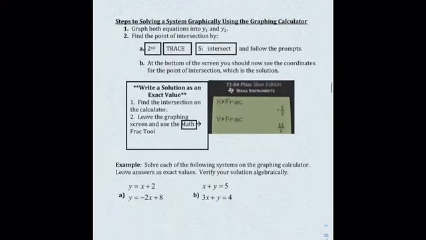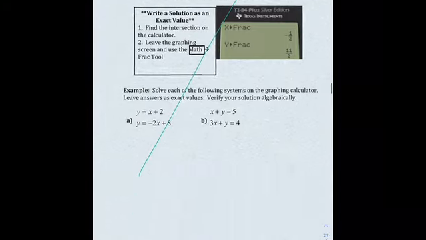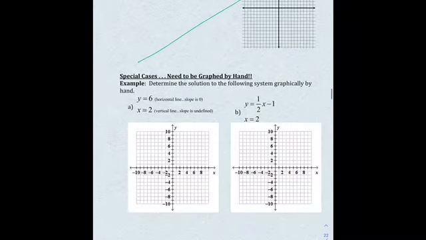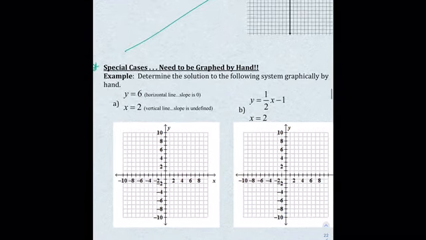Now, steps to solving on a graphing calculator, we'll do that next year. We're just going to skip all that. And we're going to skip this guy here. Here are these special cases. This is quite important, and we've seen some of these already. These need to be graphed by hand. So what this is saying is basically these couldn't be done with a calculator even if we wanted to.